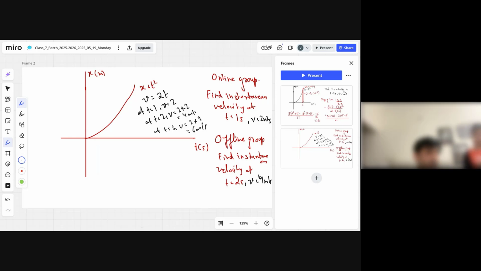(2 + delta) whole square is not 4 + delta whole square. (2 + delta) whole square applies (a + b) whole square, and (2 - delta) whole square applies similarly. And this should be in brackets, which you have taken care of, but you are not applying the identity correctly, Myra.